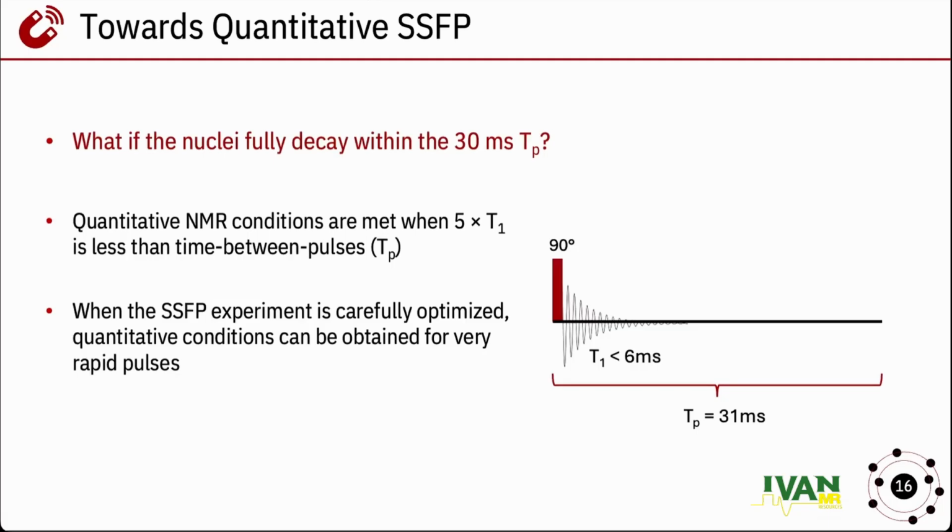So the question for me became, what if you just force all the nuclei to fully decay within that 30 millisecond time between pulses? Then you're collecting 90s for thousands and thousands of scans per minute. And not only that, what if we could have 5 times the T1 within that 30 millisecond time between pulses? Then we could have quantitative NMR with a 30 millisecond time between pulses, which gives you 4,000 scans every 2.5 minutes of fully quantitative 90-degree NMR signal. And it turns out you can do this if you're very careful about the way you approach it.